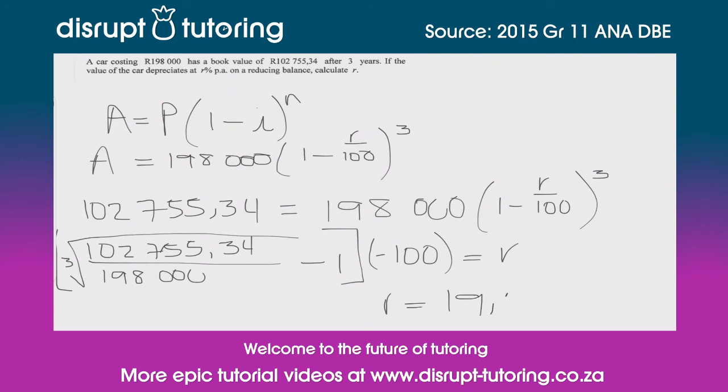So in this case, R is going to equal 19.64%. Okay, what's very important is you plug all of that into your calculator and you're left with 19.64%, which is quite a severe decrease or depreciation rate.